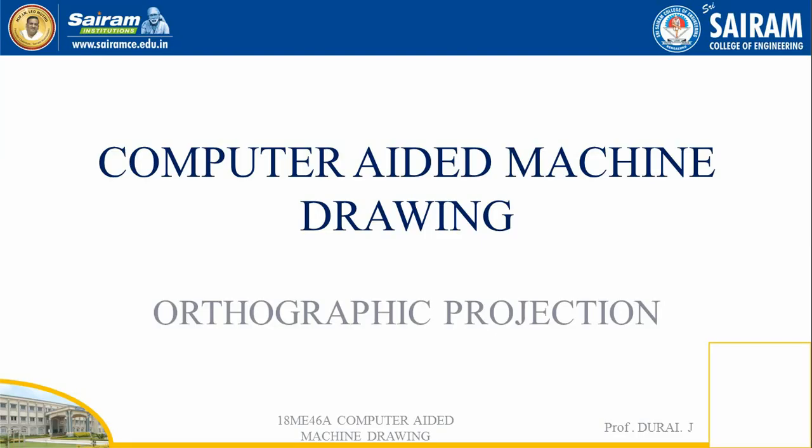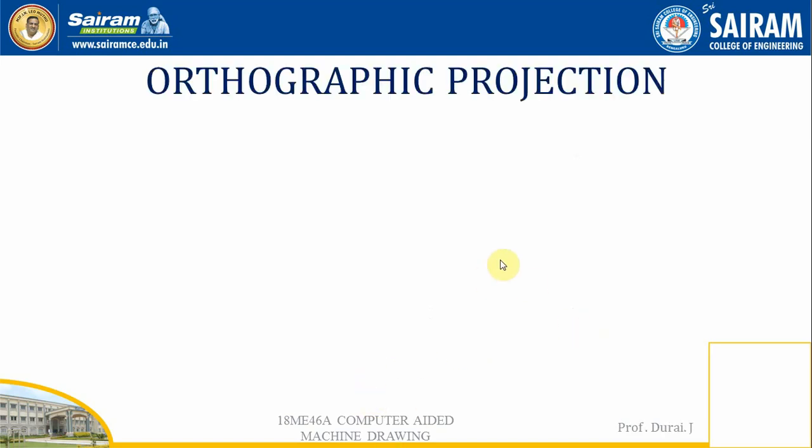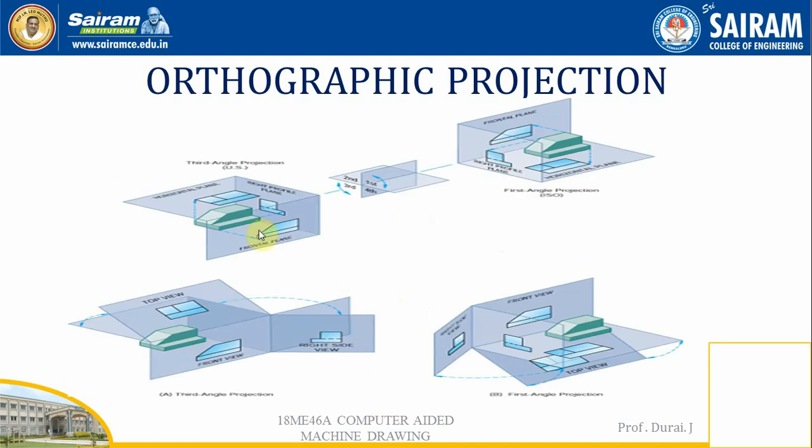So good morning everyone. In this video we are going to discuss orthographic projections. We already know that orthographic projection converts the 3D view into the 2D view. An isometric view is given, and we have to convert it into the front view, top view and side views. What are the required views they are asking for? Usually we convert to front, top and side views.